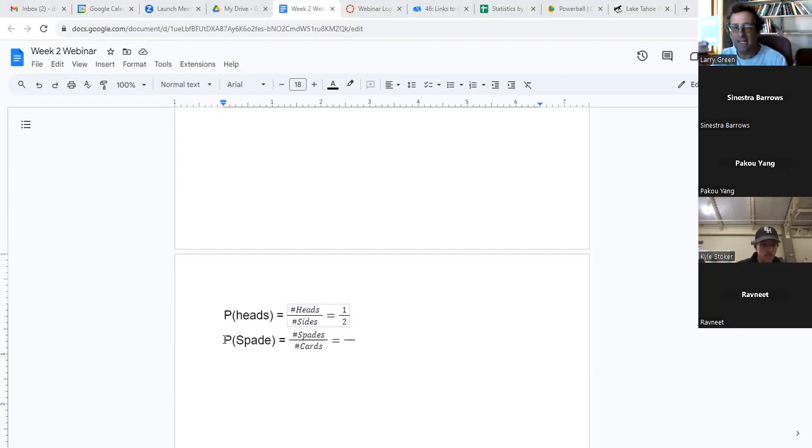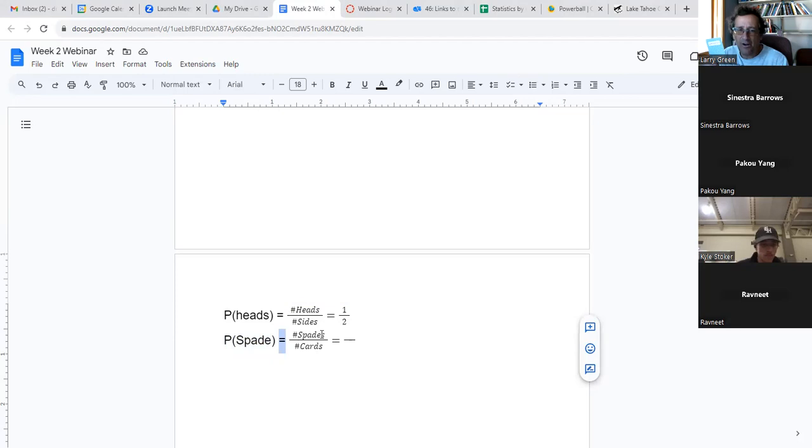So the notation is to use a capital P. Then you go parenthesis, and then inside, you put what you want the probability of, in this case, being a spade. And then you close the parenthesis, and then you write equals. So the notation is always going to be similar.